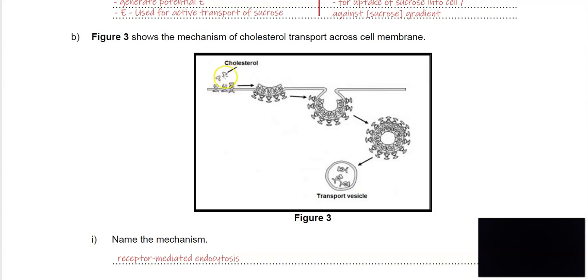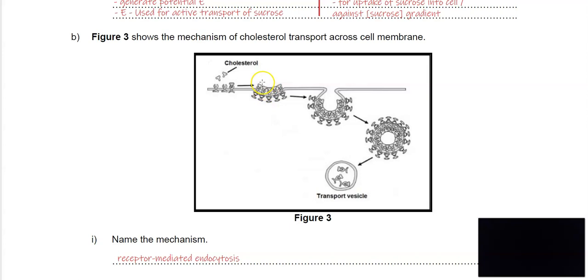The region that has the receptor protein, as you can see, has a layer of protein inside the plasma membrane, lining the membrane. So inside you have a layer of protein, and outside you have the receptor protein that binds with the cholesterol, or the ligand.